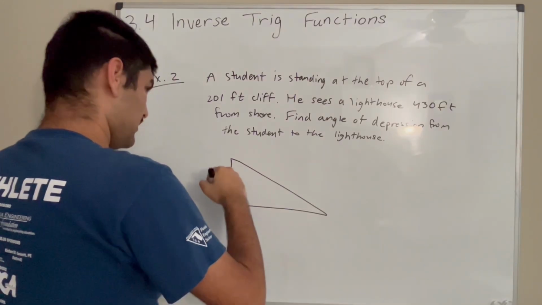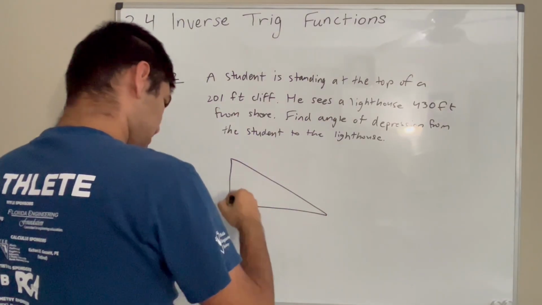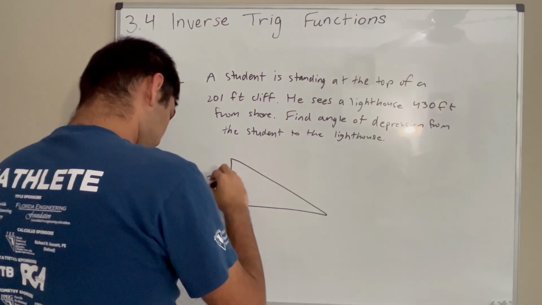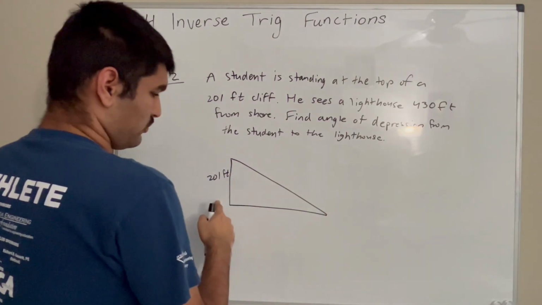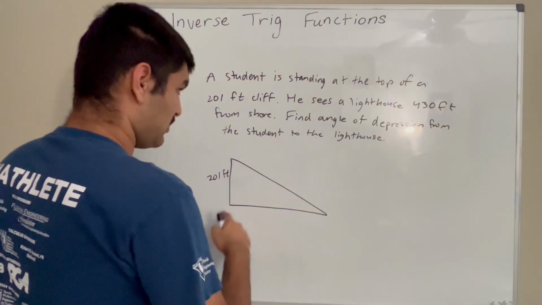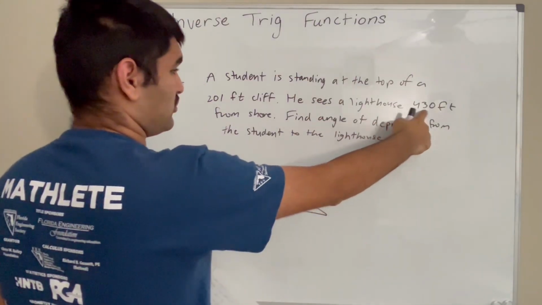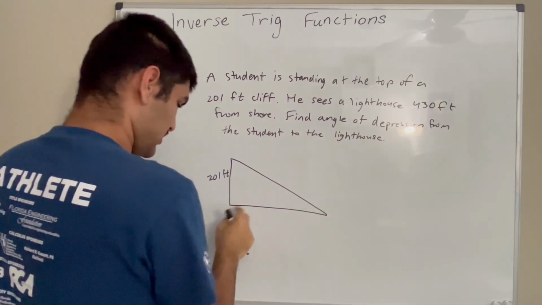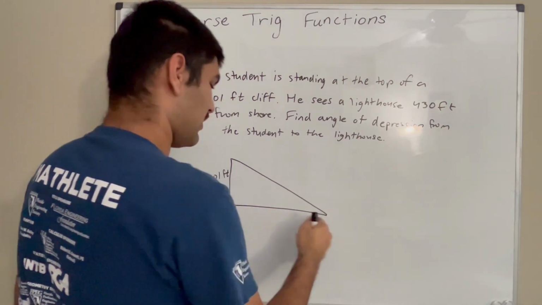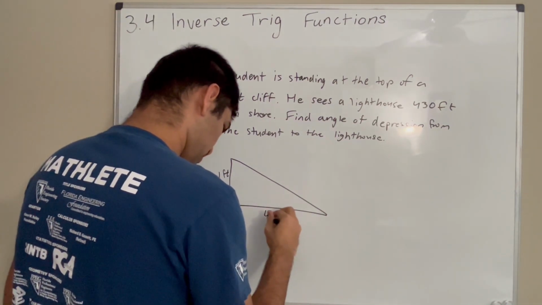Okay, so essentially, let's say this is the top of the cliff right here. And so that means that the height of the cliff is 201 feet. So this length right here is 201 feet. And then we'll say the lighthouse is over here. So we know that the lighthouse is 430 feet away from the shore. So if this is the shore, this is the lighthouse, that means that this length right here is 430 feet.